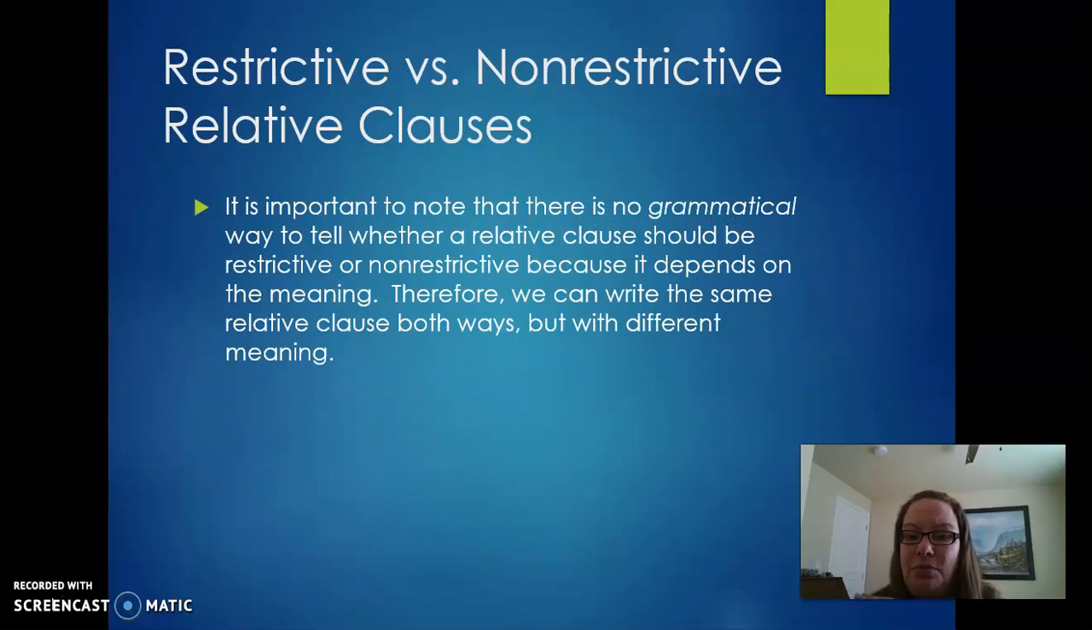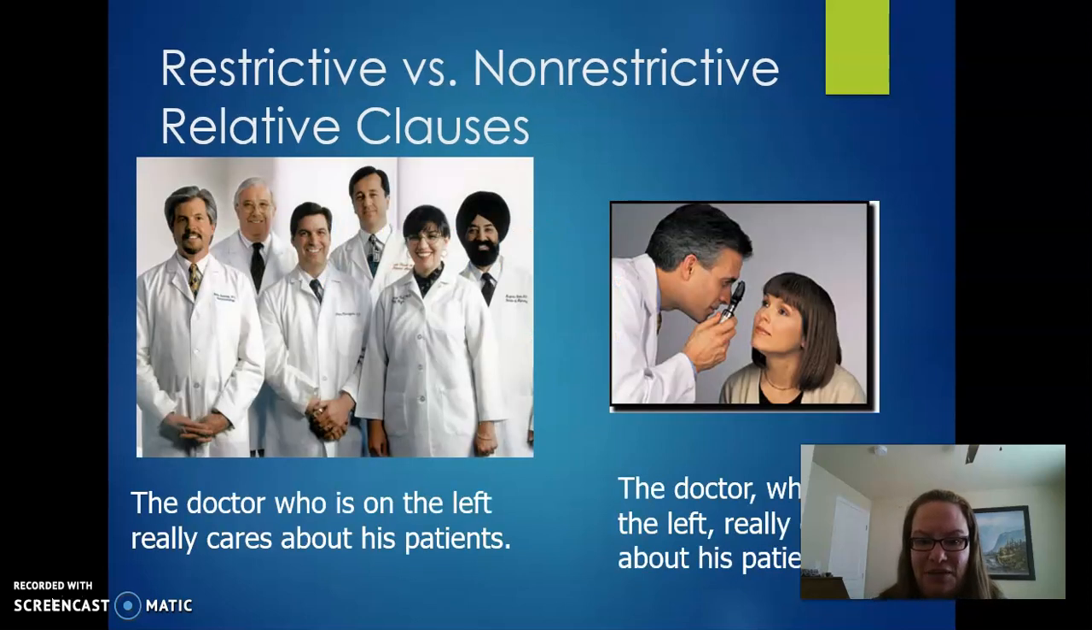So there's no grammatical difference as we look at the grammar of the sentence. It's all based on the meaning. Therefore, we can write the same relative clause, one restrictive and one non-restrictive, and have a different meaning. Okay, let's take a look.